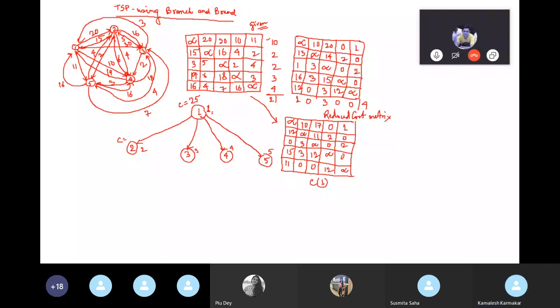Okay, now from this node 1, we have to calculate the cost matrix for node 2. If we want to calculate the cost of node 2, how do we calculate it? From this reduced matrix, we have to calculate the cost for node 2. So what will be the cost of node 2? Considering this matrix as input, we have to calculate the cost of the second node of the tree.